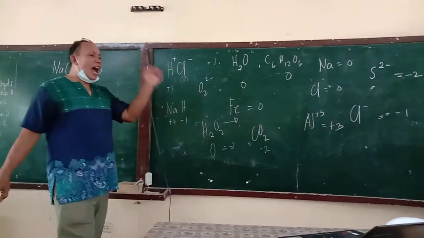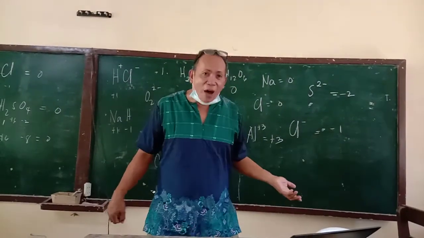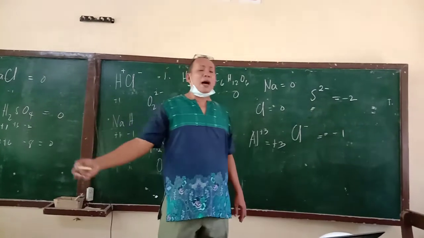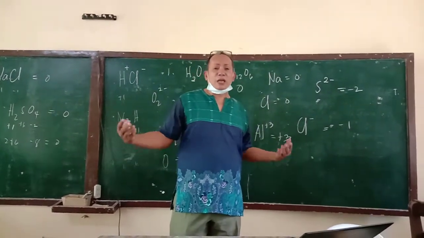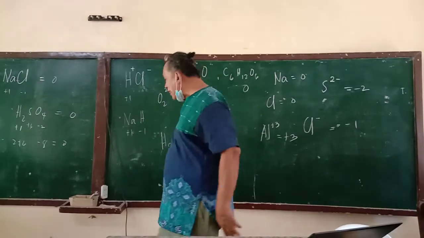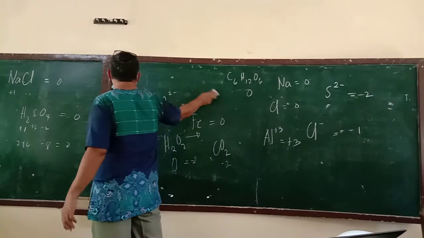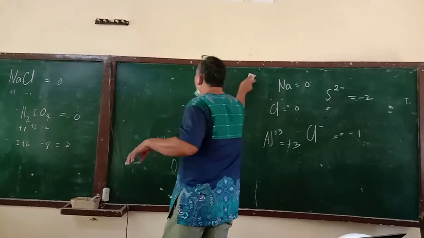Next, the sum of the oxidation numbers of all atoms is 0 in a compound, no matter if it is an ionic or covalent compound, as long as it is a neutral compound, so therefore it becomes 0. What if there is a combination with a charge? No, it is not a compound, but it is an ion.